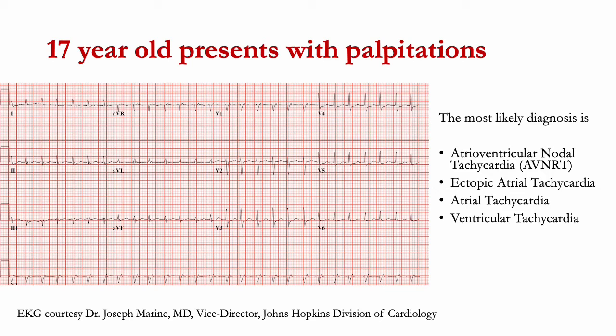A 17-year-old presents with palpitations. Looking at this EKG, the most likely diagnosis is 1. Atrioventricular nodal tachycardia, AVNRT. 2. Ectopic atrial tachycardia. 3. Atrial tachycardia. And 4. Ventricular tachycardia. This EKG is courtesy of Dr. Joseph Marine, MD, cardiac electrophysiologist and Vice Chief and Vice Director at the Division of Cardiology at Johns Hopkins in Baltimore.